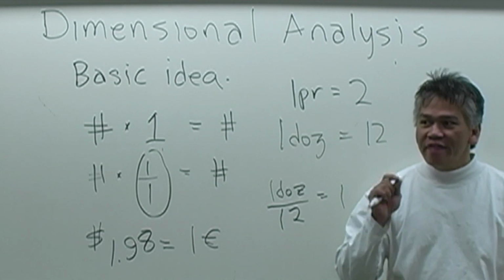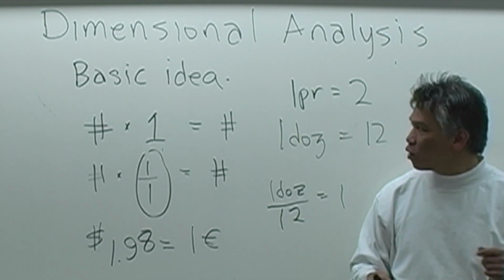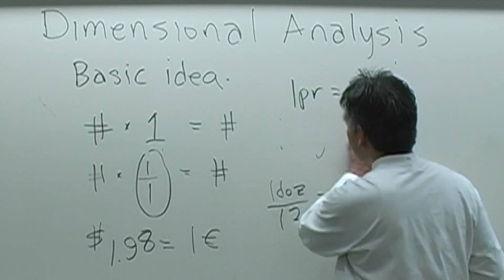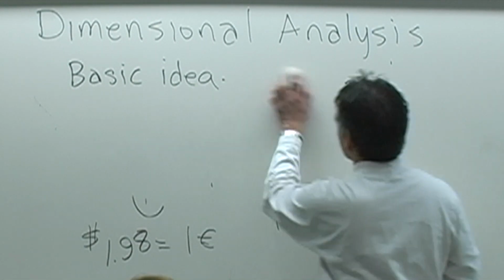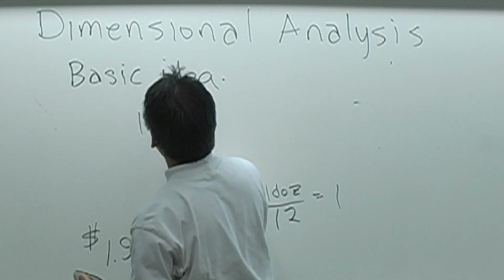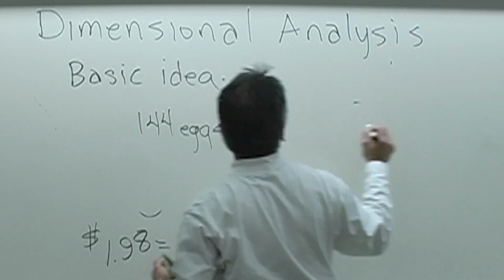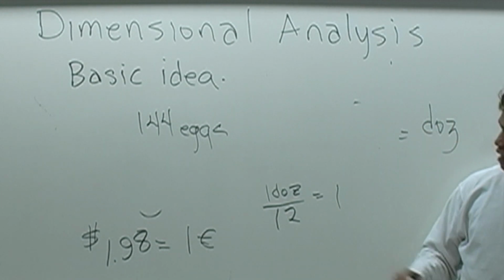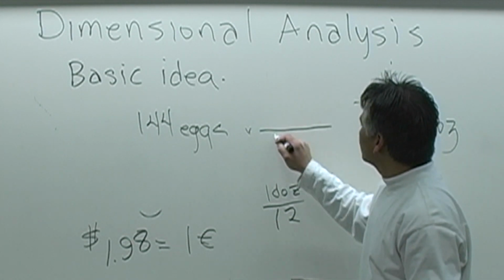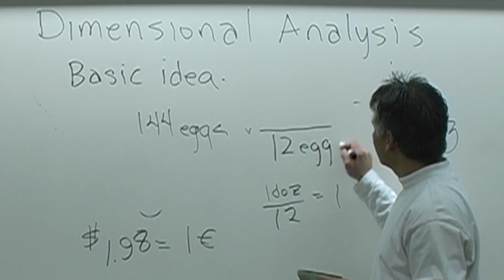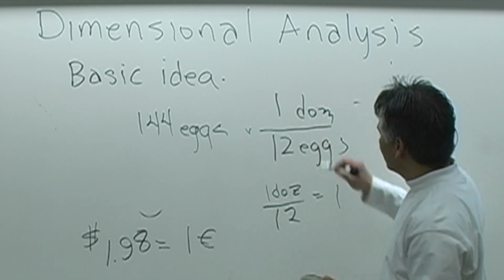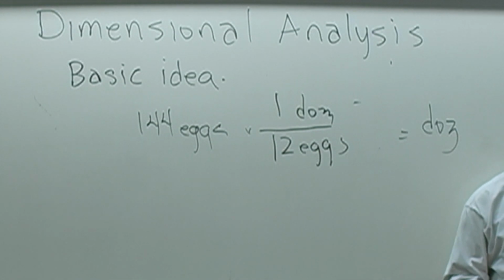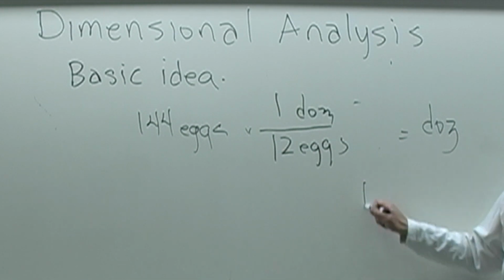And so that really is what you want to work with in dimensional analysis. If you take 144 eggs, and I want to figure out how many dozen that many eggs are, then you know that it takes 12 eggs to equal 1 dozen. And again, you can see that using the operation, this comes out to 12 dozen.